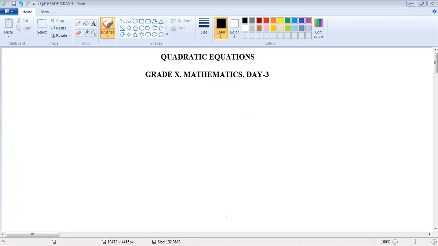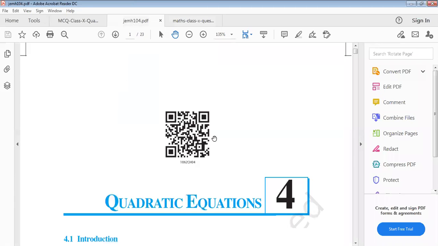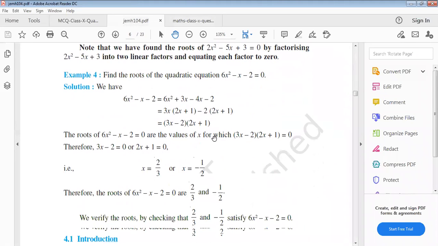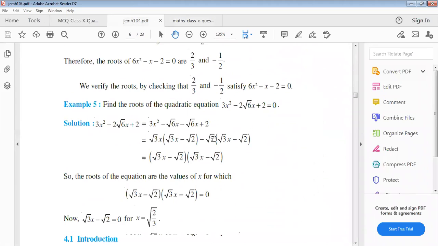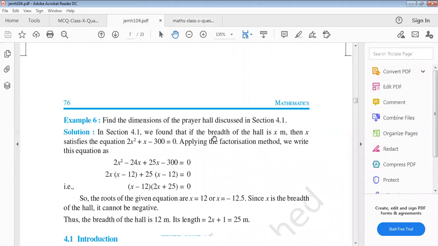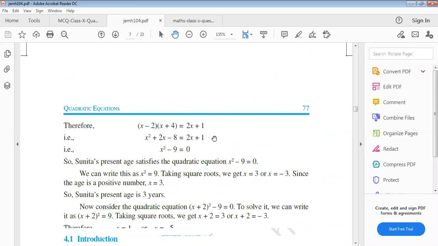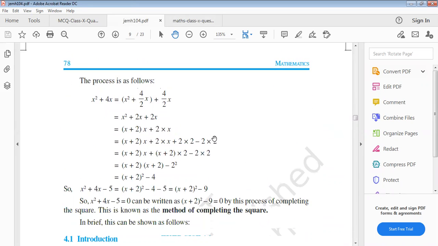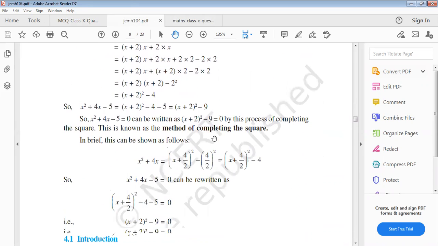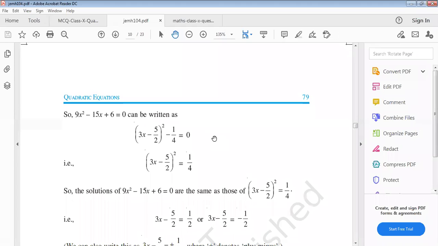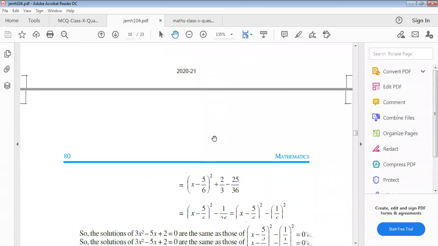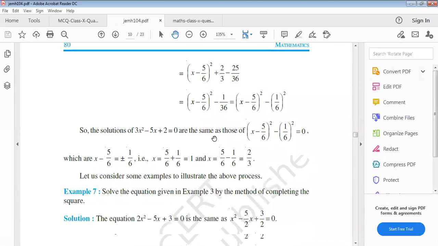Let us go back to the class. We have seen splitting middle terms as well as some application oriented questions. And next one, the method of completing square. It is there in your textbook, but it is deleted content from the textbook for the examination purpose.